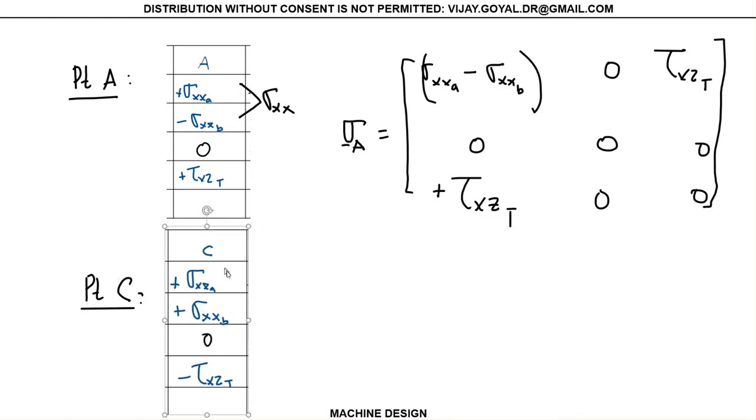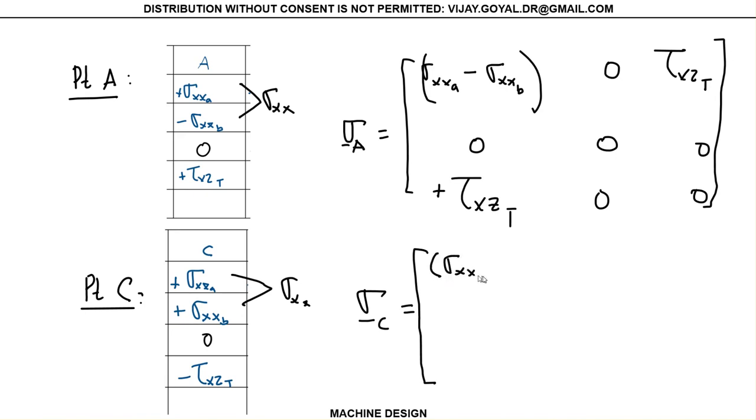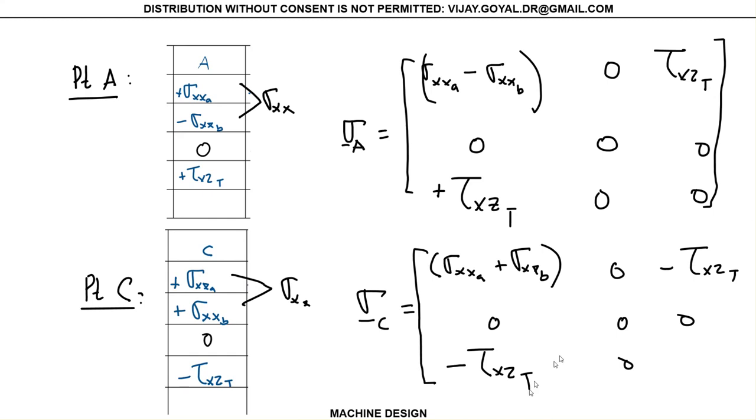And again, remember, this right here is sigma xx. So my stator stress for my point C then will be sigma xx axial plus sigma xx bending. The axial and bending get added up. These are all zeros. And this is xz, that's minus tau xz torque. Okay, and this is 0. That's point C. Let's go to point B and point E.